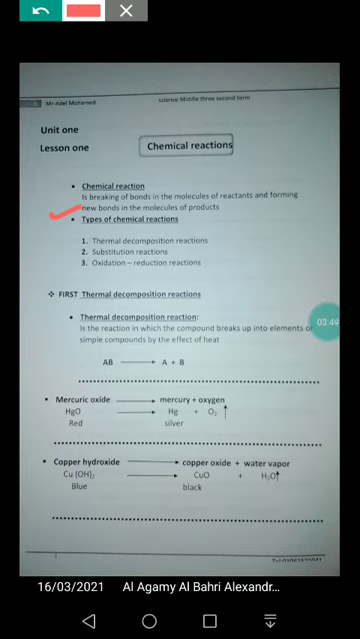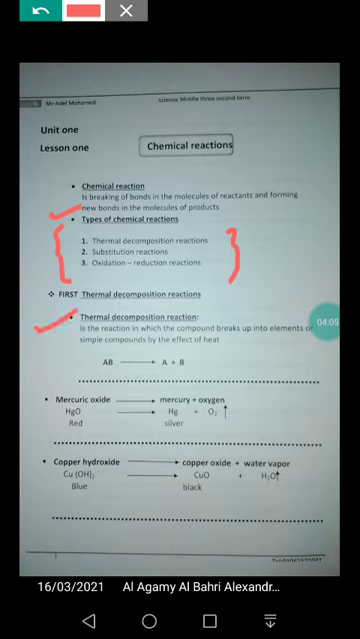We have many types of chemical reactions, but the types which we will study in this lesson include only these: thermal decomposition reactions, substitution reactions, and oxidation reduction reactions. In this period, we will study only the thermal decomposition reaction.